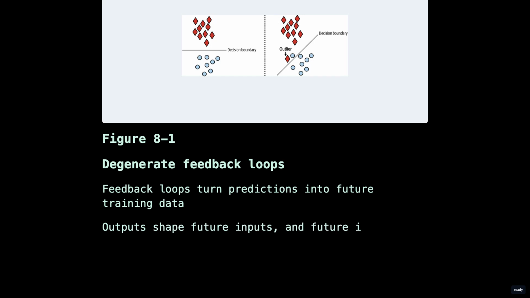That creates a self-reinforcing system. The model's output affects user action. User action becomes training data, and the training data pushes the next model in the same direction. This is common in recommender systems and ads, where exposure can strongly affect what gets clicked.